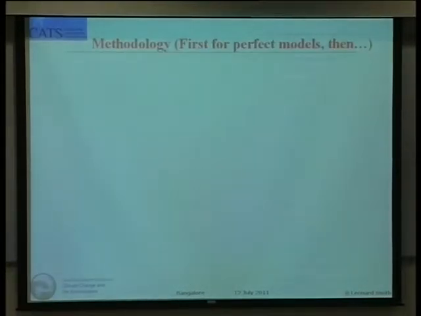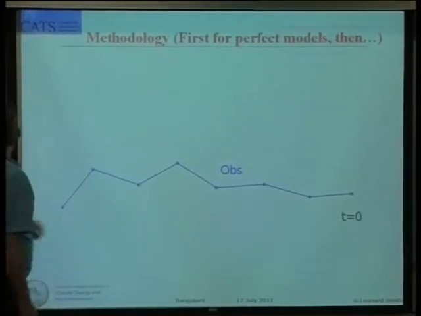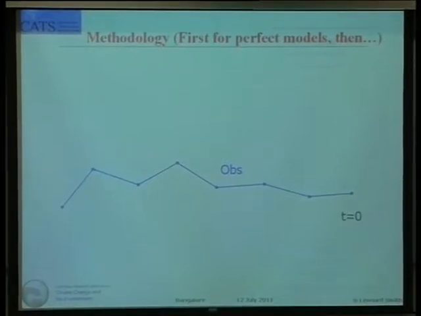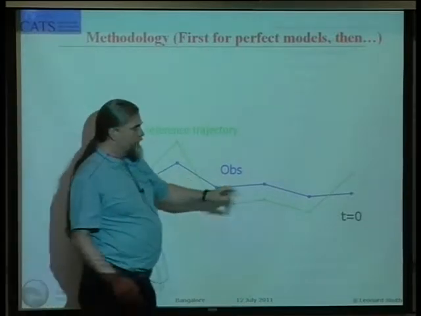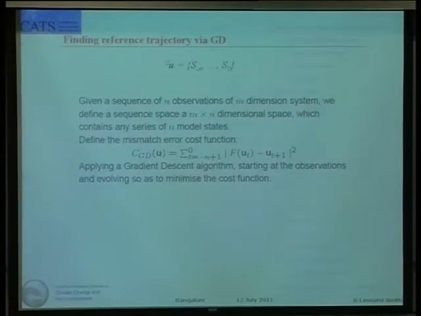So, first for perfect models. What's happening? Well, we have these observations, the red dots over there. What we want to find in the perfect model is some reference trajectory. My reference trajectory isn't going to be the black line, but hopefully it's going to be one of these green ones that falls down close to the black line. But I only have to do that starting from just these observations. So how do I do that?